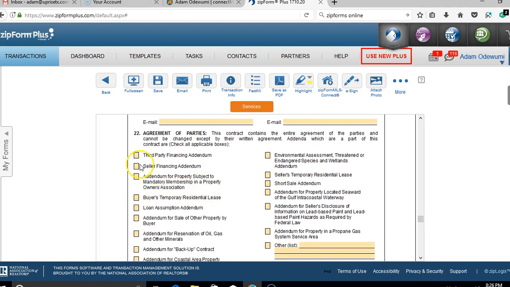So going back to the first page, if you're getting a loan from a bank, you're going to want to include a third-party financing addendum. If you're doing owner finance, you want to include that one. If there's an HOA, you want to include this one. So on and so forth. Okay, this one's for lead-based paint, if the house is older than 1978.